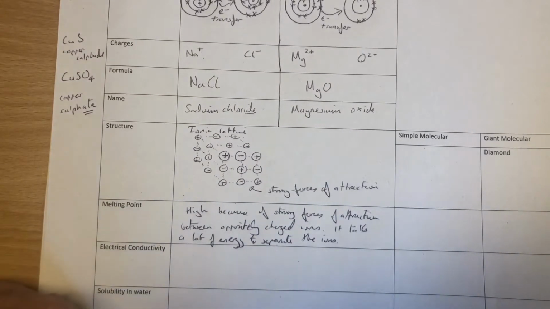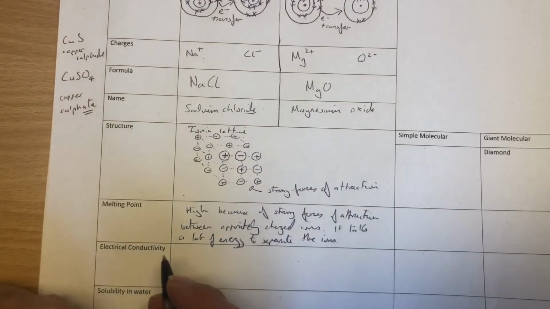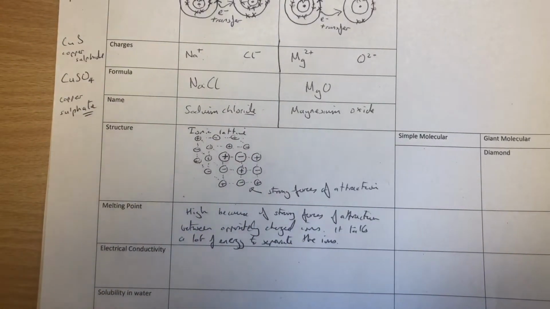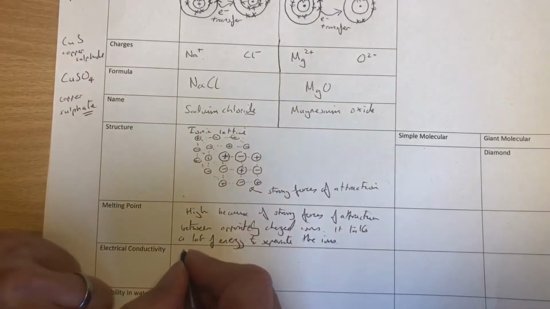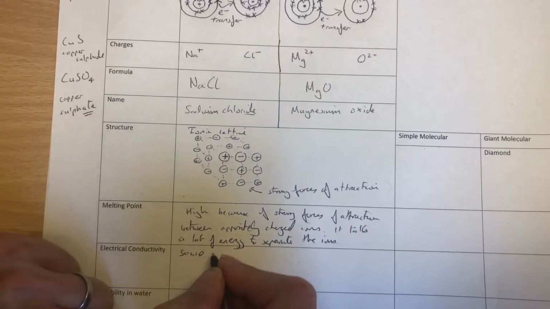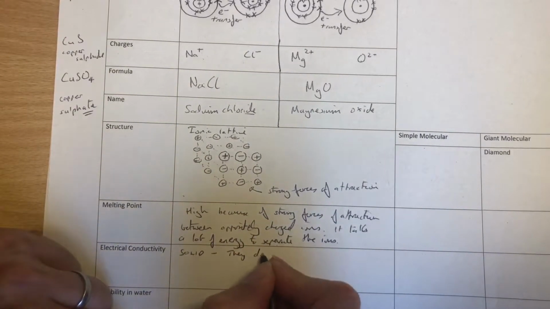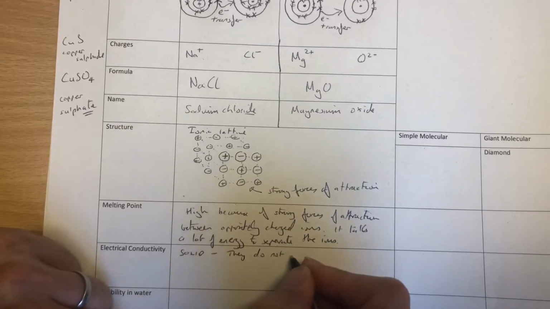Electrical conductivity. So this is quite complicated for ionic. If you understand this, then you'll probably understand electrolysis. Now, we did about 5 videos on electrolysis, so you can watch those to your heart's content. But let's just briefly summarise here. Ionic substances can conduct electricity under some circumstances. So first off, solid ionic substances. They do not conduct electricity.